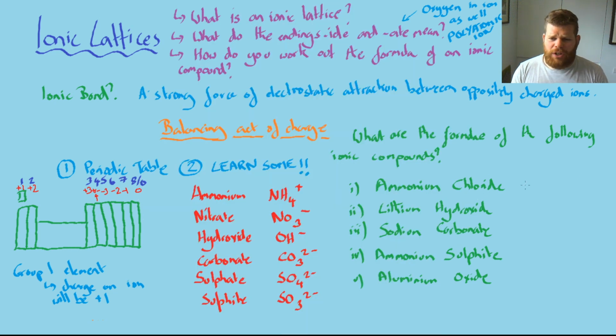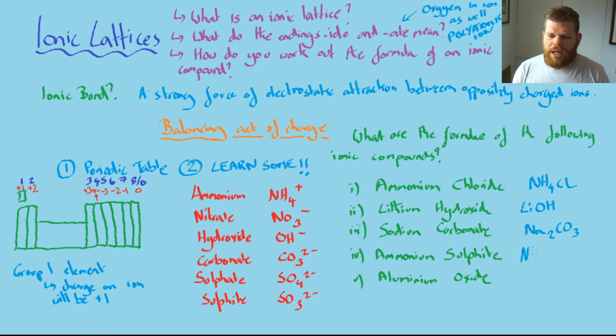So how do we do? Let's have a look. Ammonium chloride is NH4Cl. Ammonium has a charge of +1, chlorine has a charge of -1, they balance out. Lithium hydroxide is LiOH. Again, lithium has a charge of +1, hydroxide a charge of -1, they balance out. Sodium carbonate: sodium is in group 1, so it has a charge of +1. Carbonate has a charge of 2-, so we need 2 sodiums for every carbonate. Na2CO3.